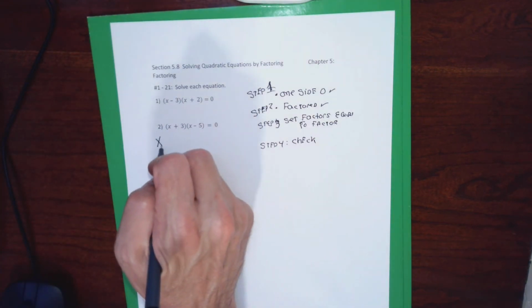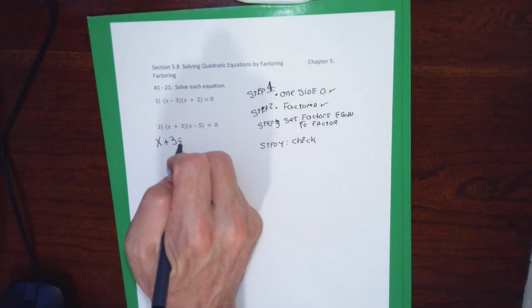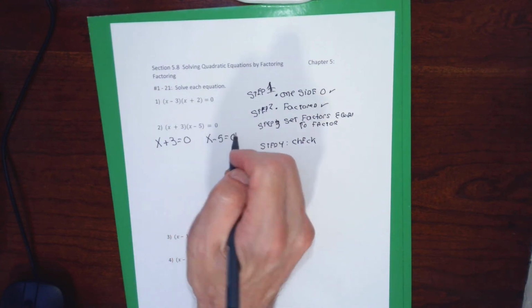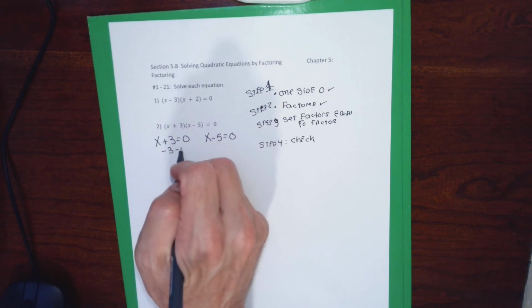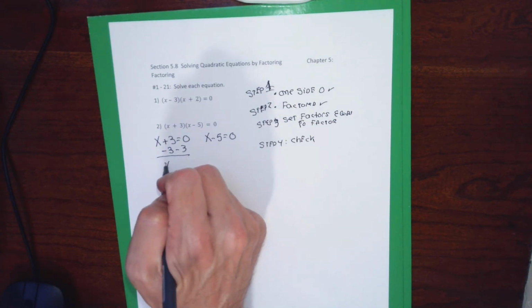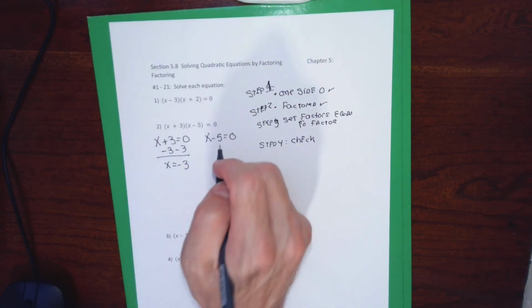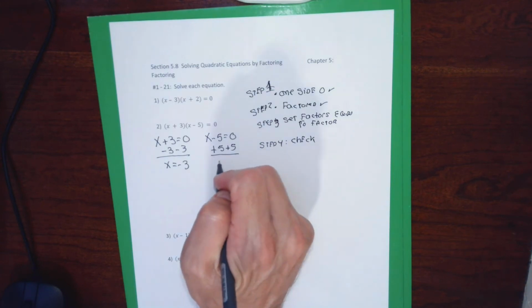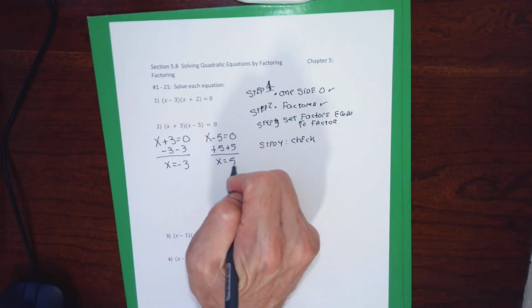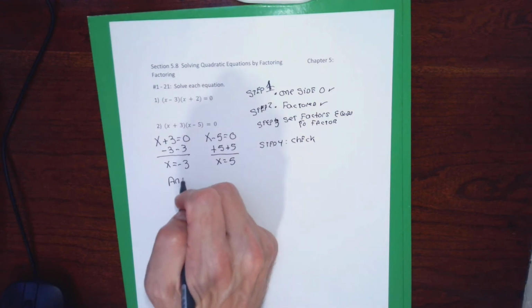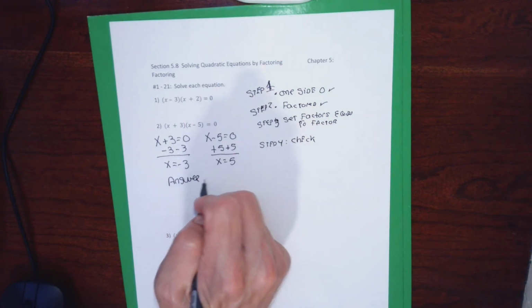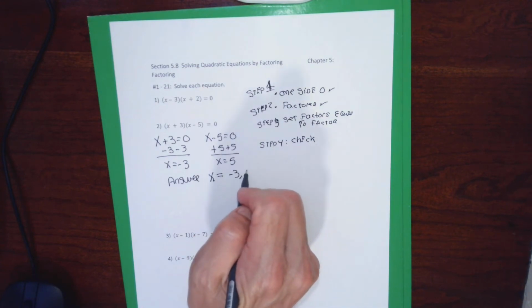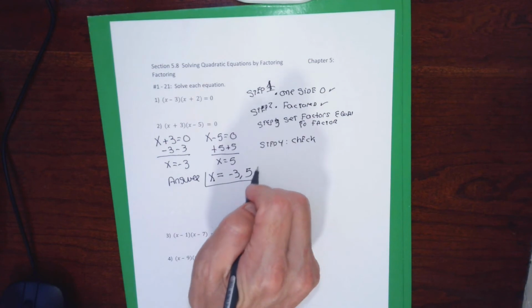So for number 2, to get the answers that I'm looking for, I'm going to set x plus 3 equal to 0 and x minus 5 equal to 0. The x plus 3, I'm going to get my answer of negative 3 by subtracting 3 from both sides. The x minus 5, I'm going to get my answer of positive 5 by adding 5 to both sides. I'm going to write my answer, and my standard way is to write the variable once, followed by an equal sign, and then the individual answers I'm going to separate with a comma.